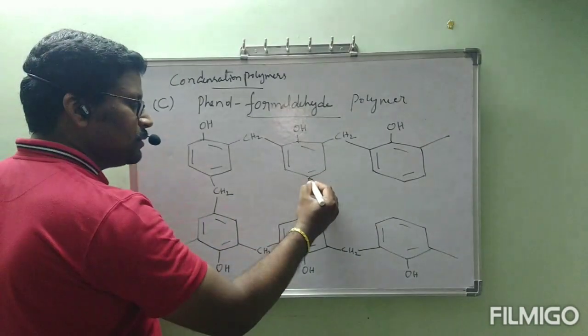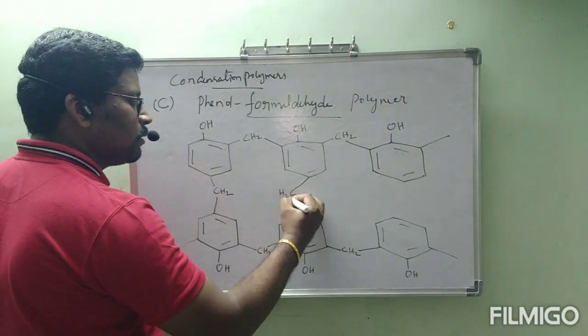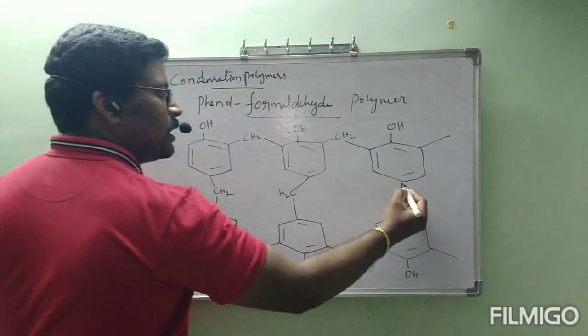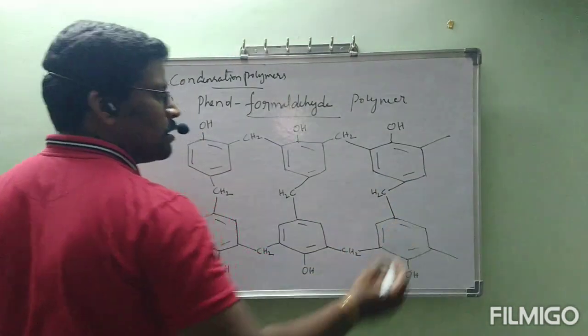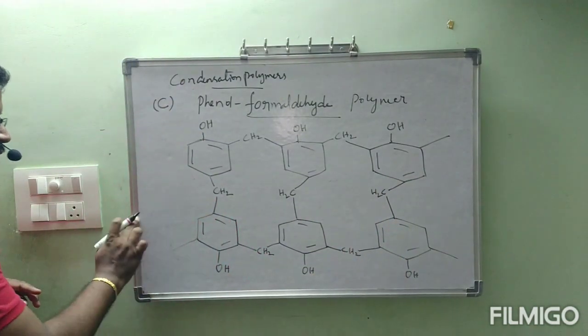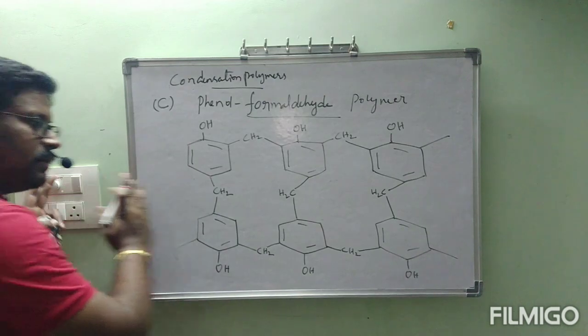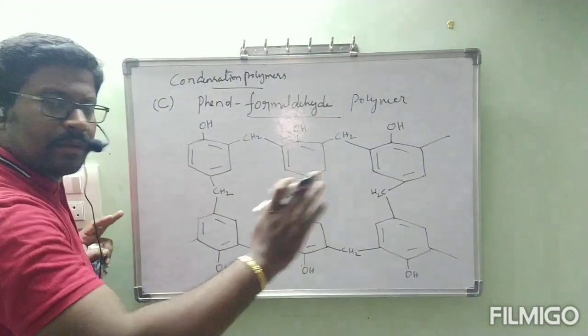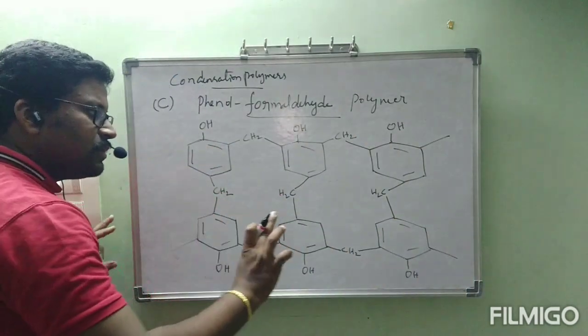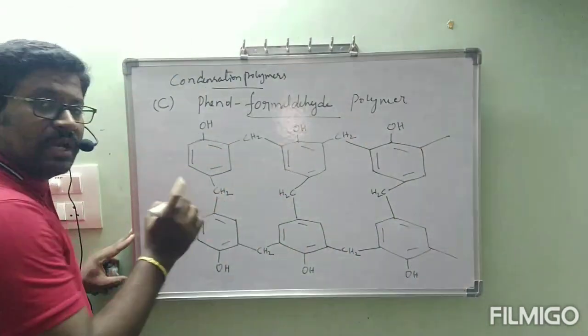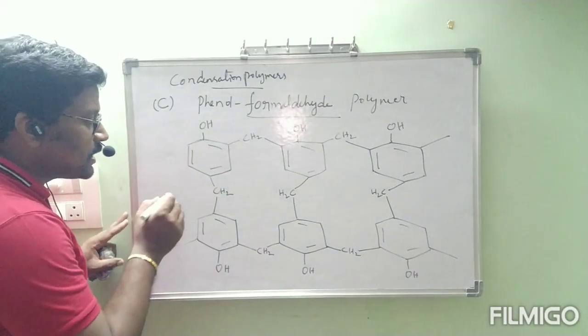Here again CH2. Again here CH2. See, observe this one here. Again this one is here. It will be continued. This is one NOVOLAC molecule. This is one NOVOLAC molecule. These NOVOLAC molecules are again joined by CH2s. In what way we got the CH2s, we can understand.